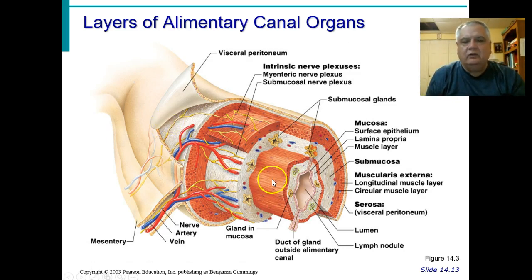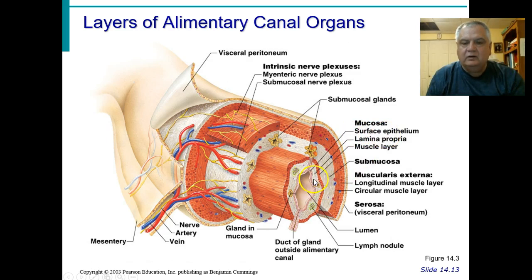So now let's take a look at this slide, this idealized artist rendition of an alimentary canal organ. We'll start right here. This is the lumen of the organ. This would be where the ingested food is going to pass. And then surrounding the lumen, we're going to see this layer of columnar epithelial cells. And that layer of columnar epithelial cells makes up the surface epithelium.